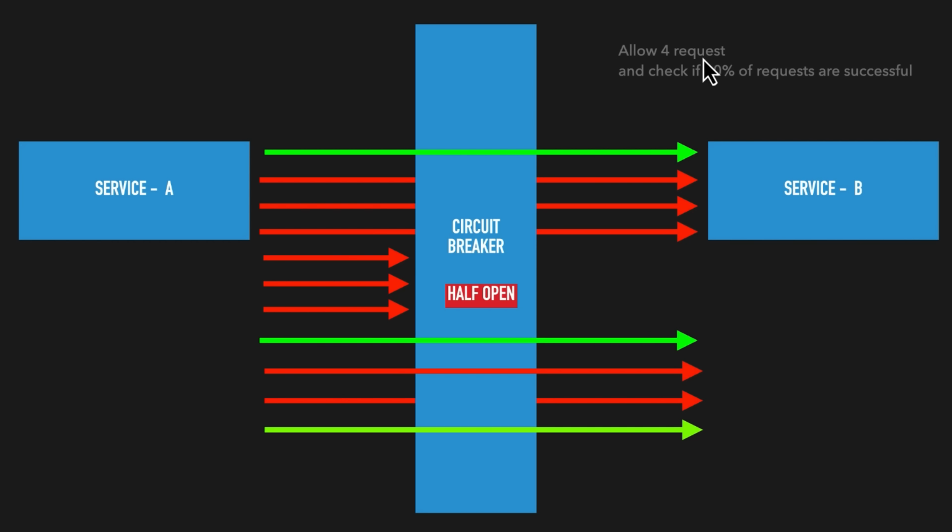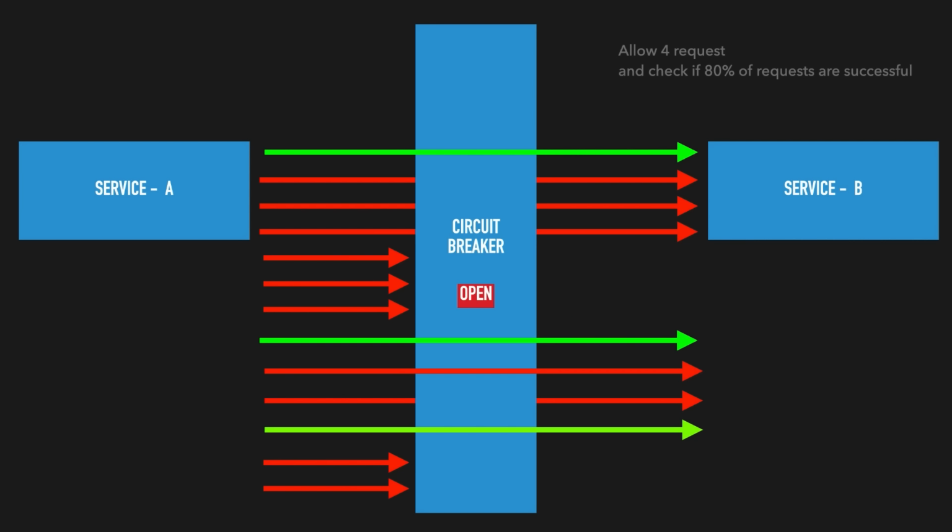And now the criteria set over here: out of 4 calls, 80% of calls should pass. That means out of 4, 3 calls should pass. Right now, out of 4, 2 are failing. That means service B is still having some problem and is not functioning correctly. Now the circuit breaker changes its state again to open state, and it is going to further stop the calls from flowing from service A to service B.